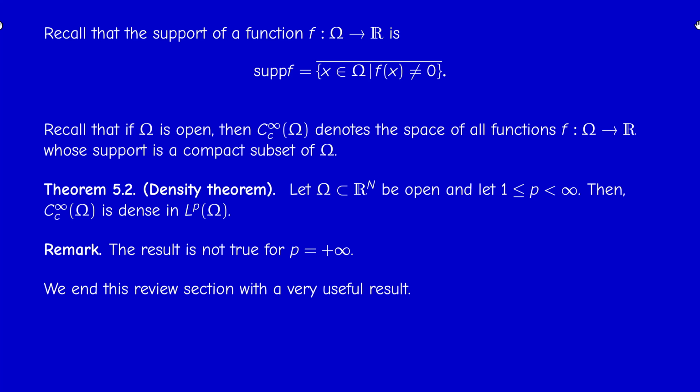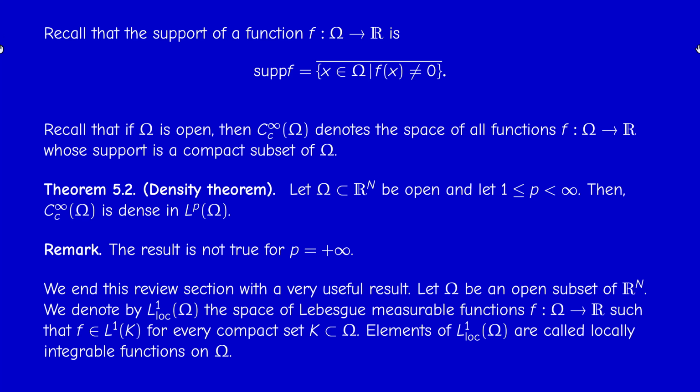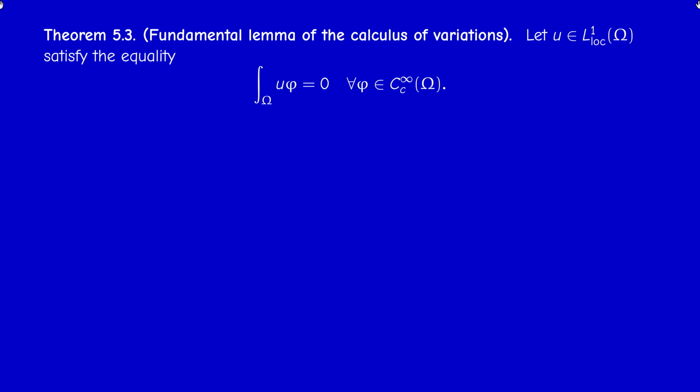Okay, and the last result is the following. L^1_loc is the space of Lebesgue measurable functions from omega to R that are summable on every compact subset K of omega. It's a very important space, L^1_loc: locally integrable, or locally summable, functions on omega. Integrable, summable, same thing.